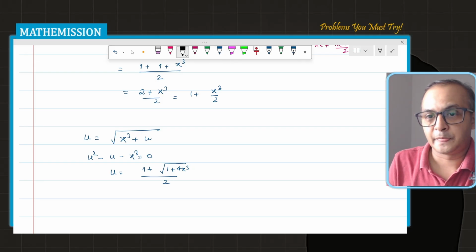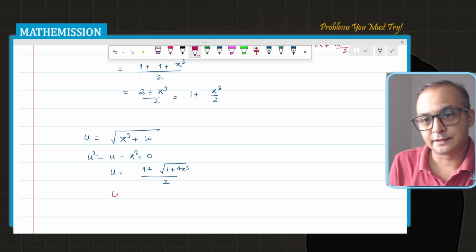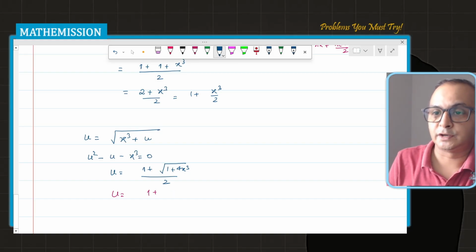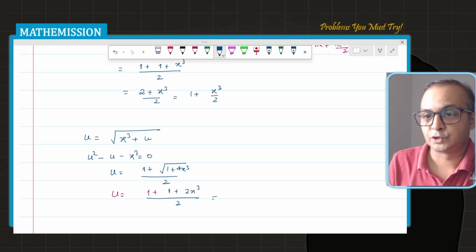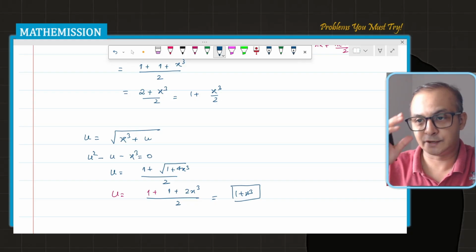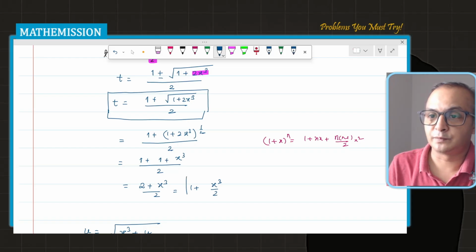I am avoiding the negative sign, you know the reason. So what we get here is, again I'm approximating by the same binomial expansion of any index, that u is equal to 1 plus half of 4x cubed. So that will be 1 plus 2x cubed divided by 2. So this will lead us to 2 plus 2, that is 1 plus x cubed. So the value of u, approximated at the degree of 3, is 1 plus x cubed, and the value of approximated t we got as 1 plus x cubed by 2.